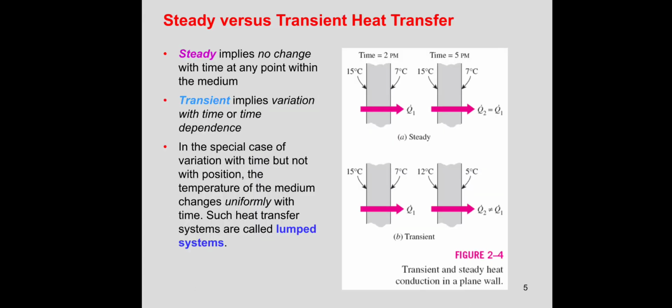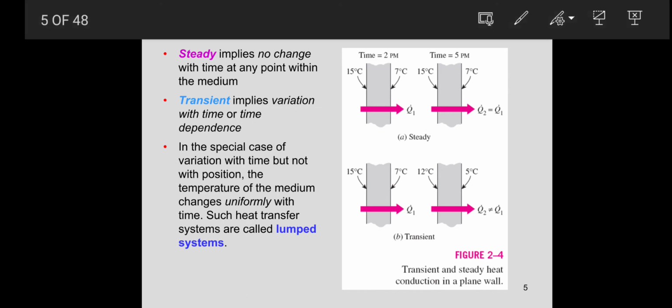Now next, one concept is steady versus transient heat transfer. So what is steady heat transfer? Steady heat transfer means there is no change in the heat transfer with time. If you see here, we have an example of a steady case. We have given one wall. It has one side temperature 15 degrees Celsius and the other side temperature is 7 degrees Celsius.